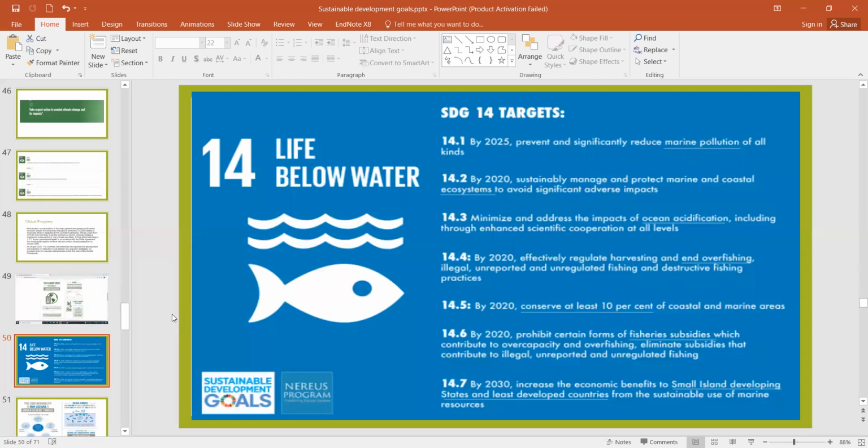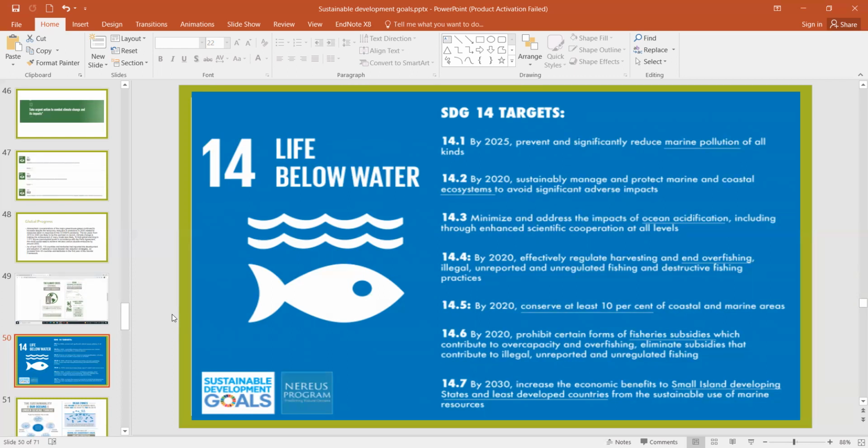SDG number 14: life below water. By 2025, prevent and significantly reduce marine pollution of all kinds. By 2020, sustainably manage and protect marine and coastal ecosystems to avoid significant adverse impacts, minimize and address the impacts of ocean acidification, including through enhanced scientific cooperation at all levels, effectively regulate harvesting and end overfishing, illegal, unreported and unregulated fishing, and destructive fishing practices.